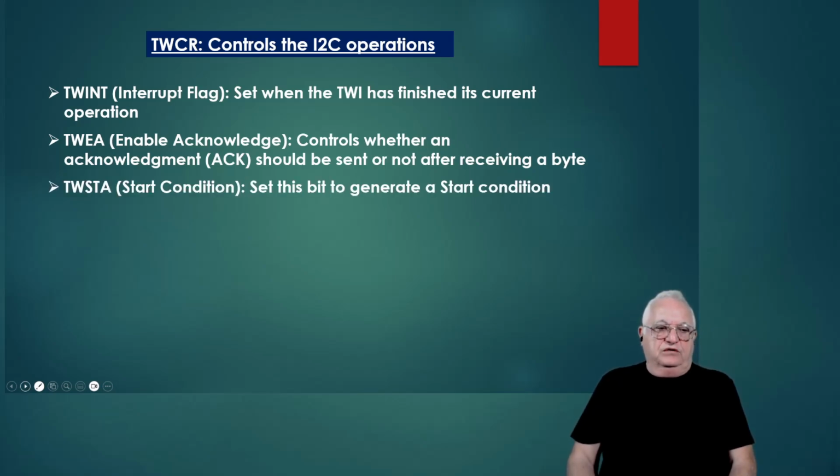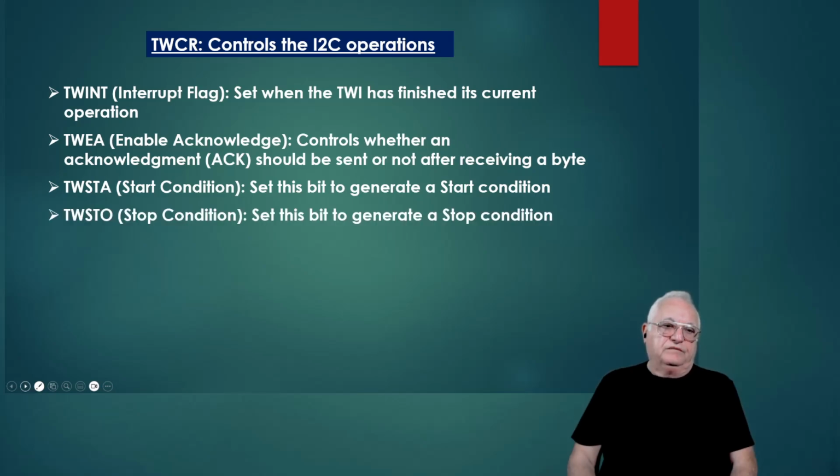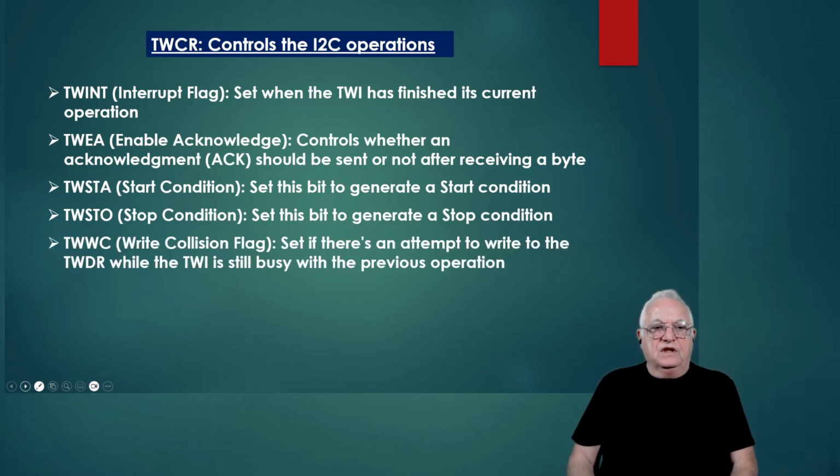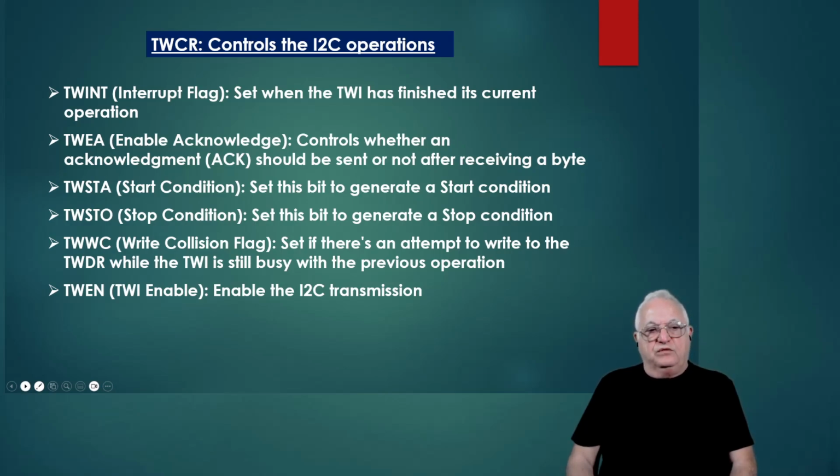Now this is the start condition. I mentioned that you need to start the transactions on the bus by sending the start condition. You set these bits and the start condition will be sent. Then you have the stop condition to release the bus. Then you have a write collision flag. When you have a collision on the bus, where two devices try to access it at the same time, you get that flag set. Then this bit is to enable the I2C transactions, and then the TWIE is to enable the interrupts.